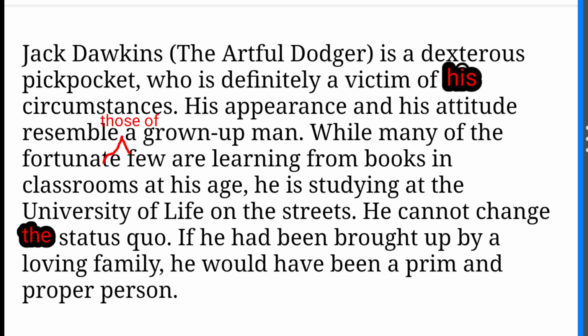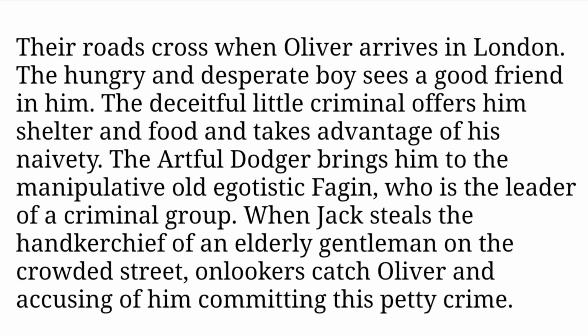So I think finally in this next paragraph we're going to get into the relationship between the two of them. Let's go. Their roads cross when Oliver arrives in London. Okay, I think we should make it clear whose roads cross, even though I guess it's fairly obvious, but our two protagonists' roads cross, or the two characters' roads cross, when Oliver arrives in London, but okay, fairly understandable. The hungry and desperate boy sees a good friend in him, in Jack, no, in the Artful Dodger. Let's make sure we make it very clear who is the hungry and desperate boy and who is the good friend, and who does he see a good friend in.